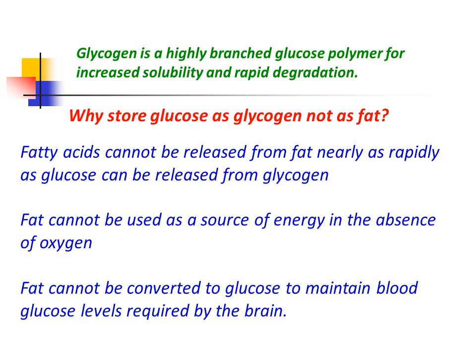Glycogen is a highly branched glucose polymer for increased solubility and rapid degradation. Why store glucose as glycogen, not as fat? Fatty acids cannot be released from fat nearly as rapidly as glucose can be released from glycogen. Fat cannot be used as a source of energy in the absence of oxygen. Fat cannot be converted to glucose to maintain blood glucose levels required by the brain.